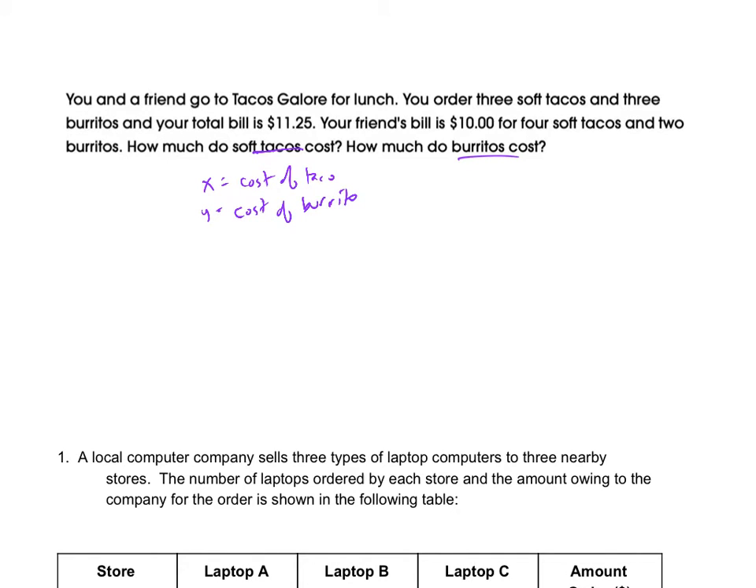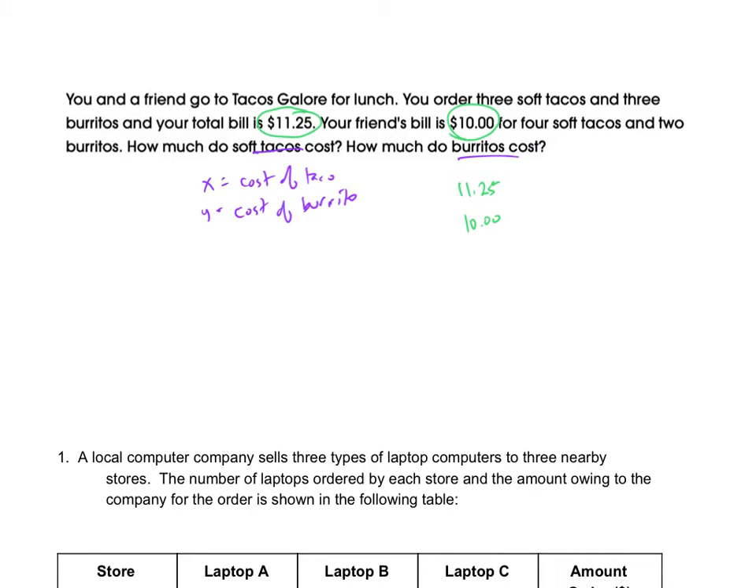And then I'm going to read through the problem and find the overall numbers. Let's see. You order 3 soft tacos and 3 burritos, and your total bill is $11.25. Total bill, $11.25. Your friend's bill is $10 for 4 soft tacos and 4 burritos. $10 total number. So I need to write an equation that represents the $11.25 and an equation that represents the 10.